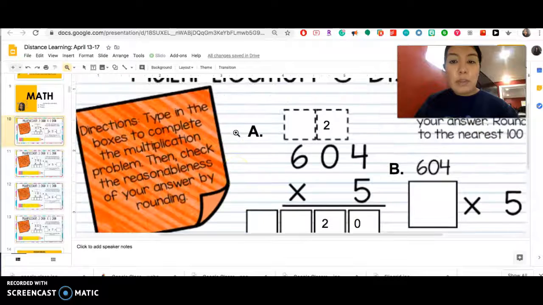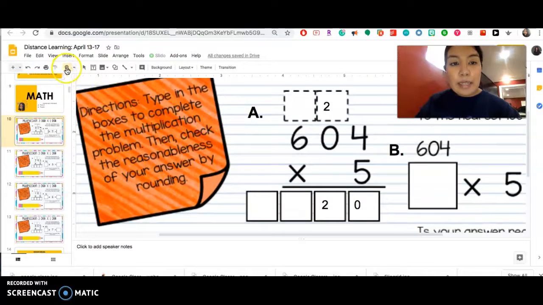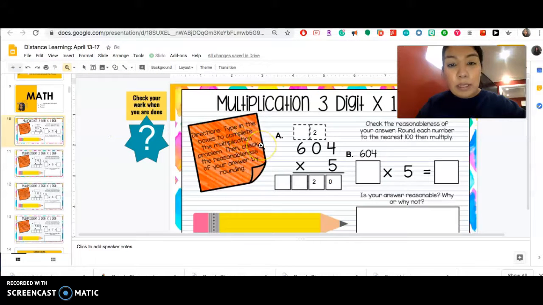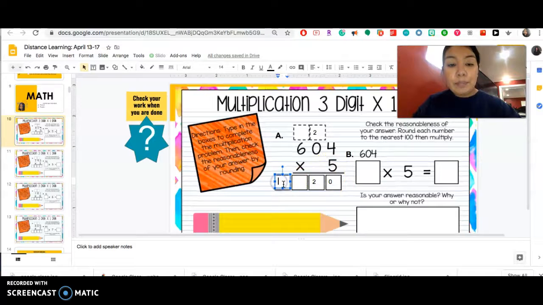Okay, so you have to be careful when you use the magnifying glass. If you click on the screen while the magnifying glass is still on, it's going to continue zooming. So I'm going to zoom out, and then click it again. Since it's no longer colored, it's not going to zoom in anymore. So you can zoom in, but make sure you click on it again when you're done zooming so that it doesn't continue doing the zoom option on your screen. So 6 times 5 is 30.